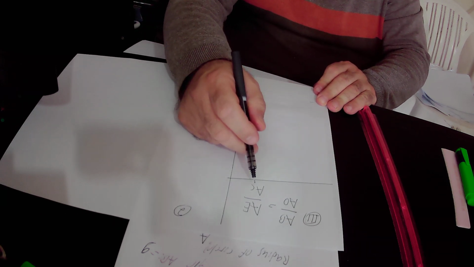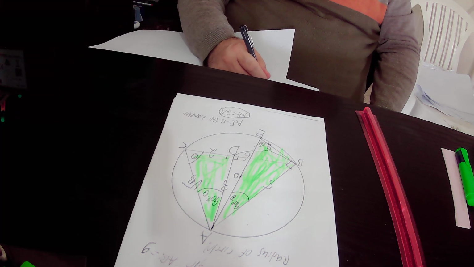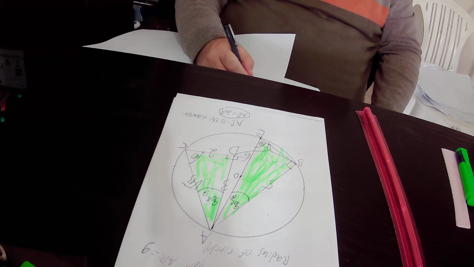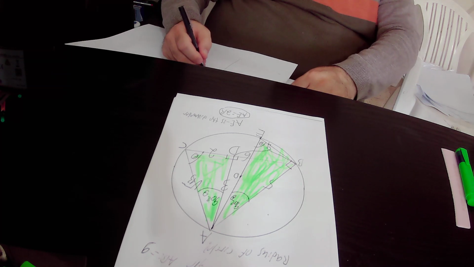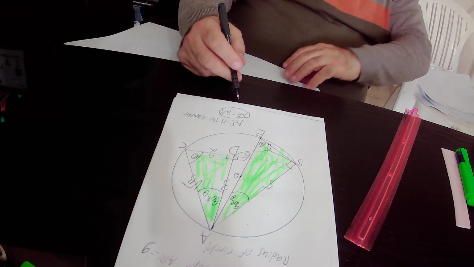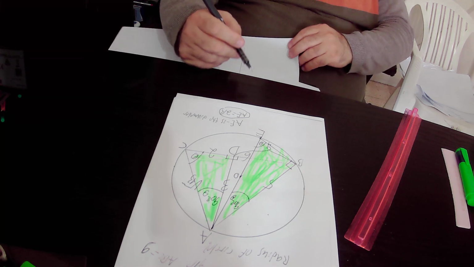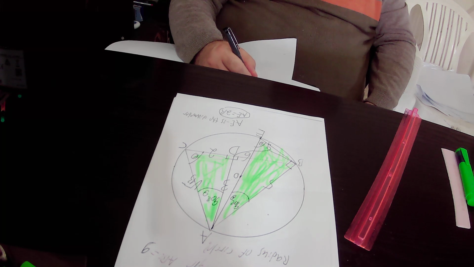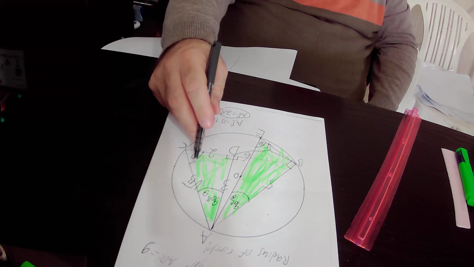AB over AD equals AE over AC. Here AE equals 5 units, AD equals 3 units, AE is the diameter of the circle, that is to say it is equal to 2R. R is the variable that we are looking for in this question, and AC equals square root of 13 units.